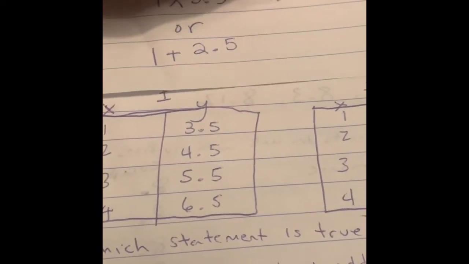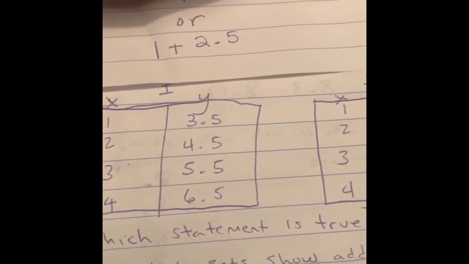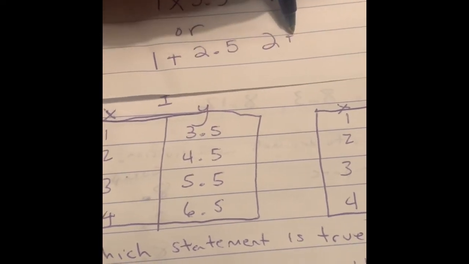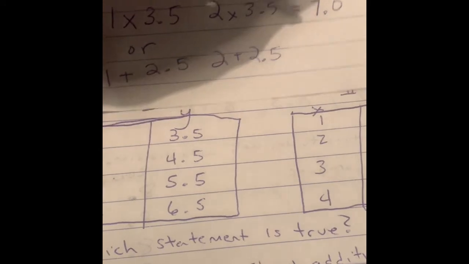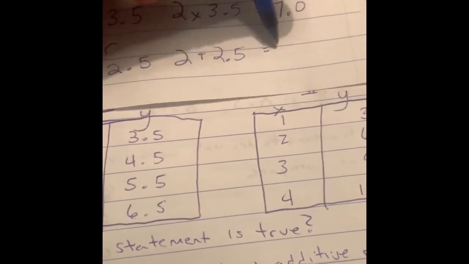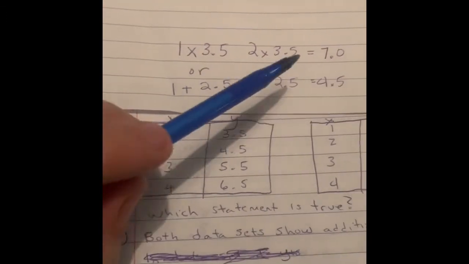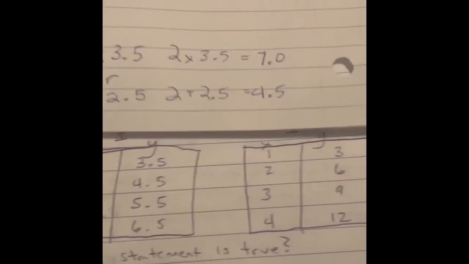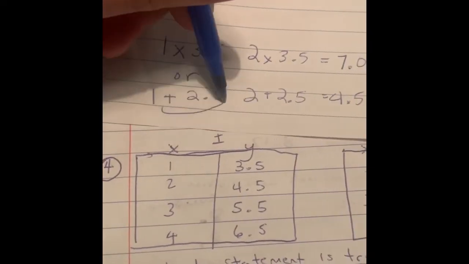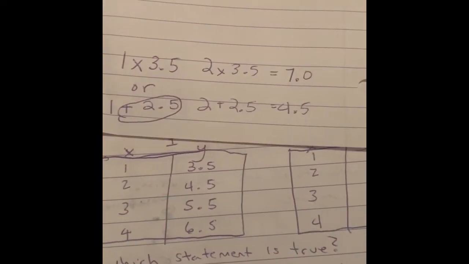x is 2. So now we're going to do 2 times 3.5, and we're going to do 2 plus 2.5. When we multiply 2 times 3.5, we will get 7.0. When we add this, we will get 4.5. So as we can see, only one of these is correct. For this one, the rule is going to be adding 2.5.